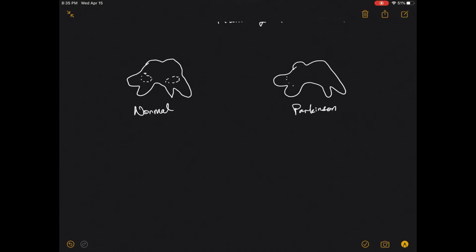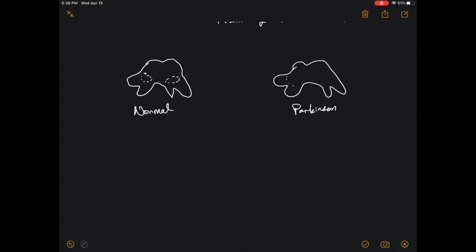And how this was discovered is that post-mortem samples of individuals who lived with Parkinson's disease were taken, and they cut cross sections and examined them, and that's what they found. We're not going to go into too much detail right now, but this seems to be similar in Alzheimer's disease as well.